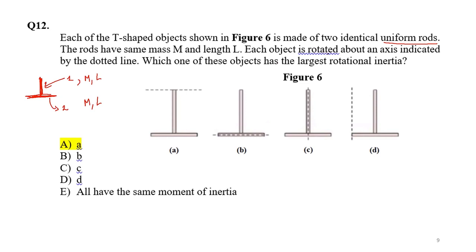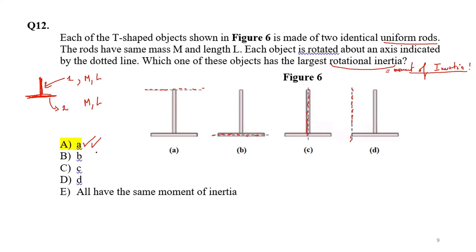Each object is rotated about an axis of rotation indicated by the dotted line. Here, this is the axis of rotation, and here, this is the axis of rotation, and so on. So which one of these objects has the largest rotational inertia? As we said, rotational inertia is the same as moment of inertia, I. So which one has the largest rotational inertia? A. Yes, thank you very much, Hussein. It's given here, A. Now why?